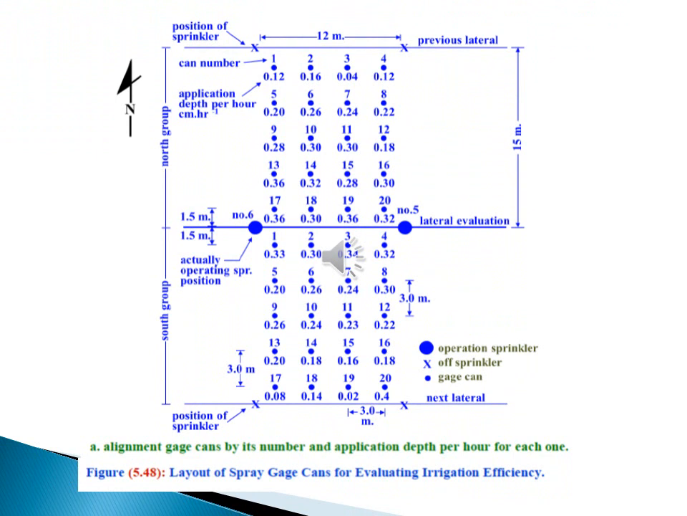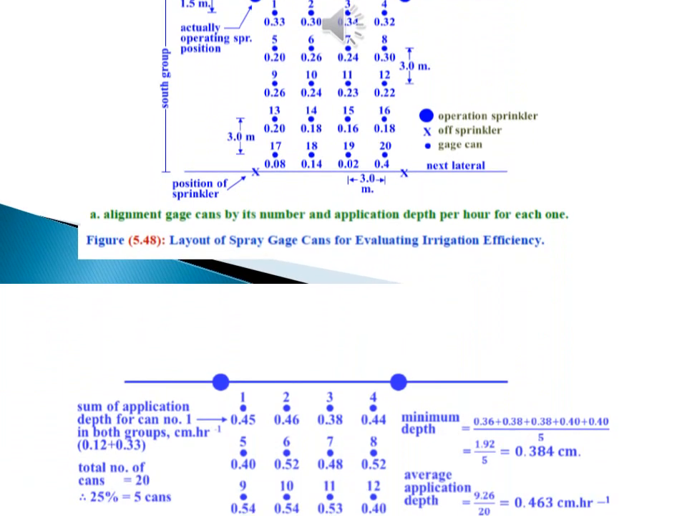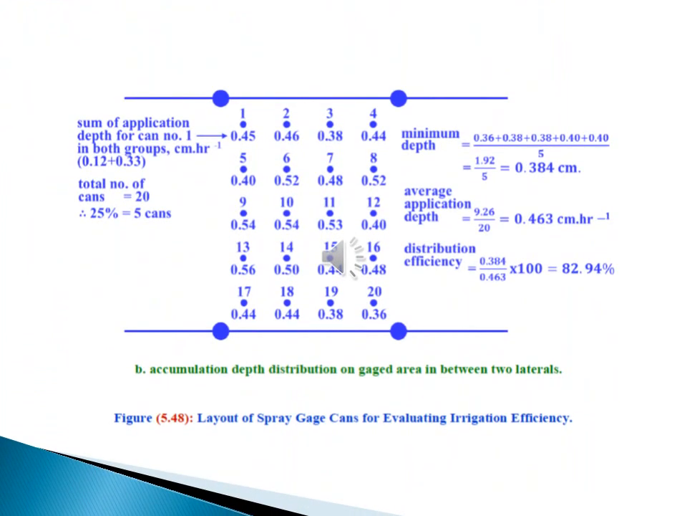Figure showing layout of spray gauge cans for evaluating irrigation efficiency. As you see, gauge cans are aligned by number and the application depth per hour for each one is recorded beside it. Figure showing the application depth distribution on the gauge area between two laterals. As you see, calculation of minimum depth, average application depth, and distribution efficiency.